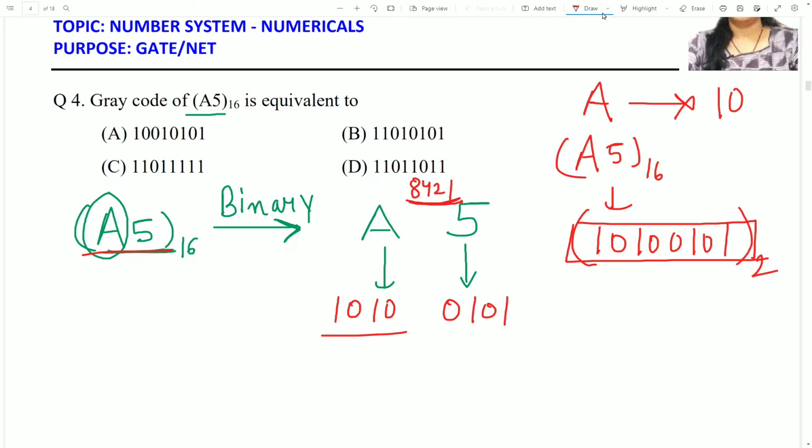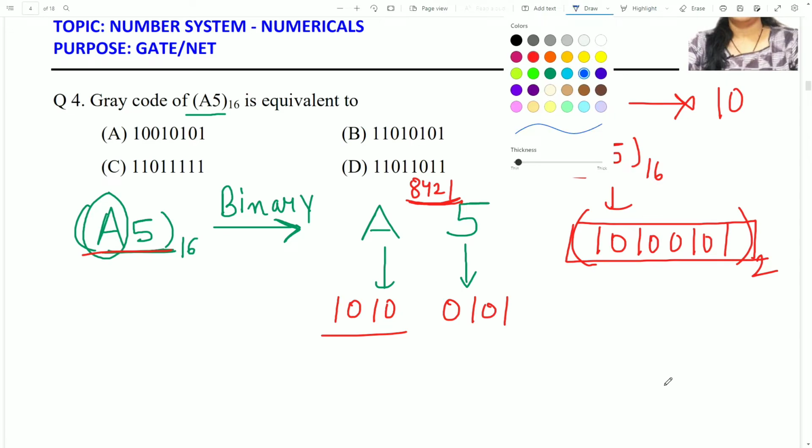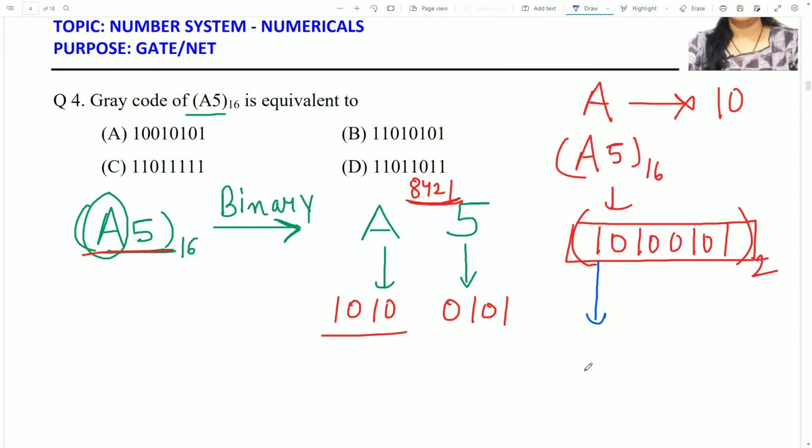And for that, what will be the process? Simple process. The first bit you can write directly. After that you go with the XORing of two adjacent numbers. Just like, firstly you go with the XOR of 1 and 0. These two digits are adjacent digits. After that these two digits, then these two, these two, these two, and these two, and last these two. This will be your answer. So the first digit I can write directly.